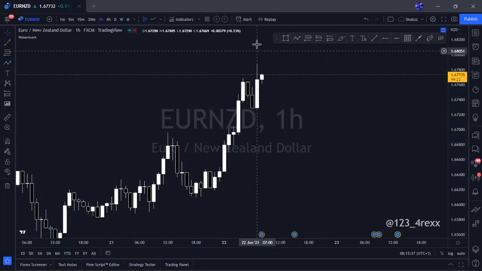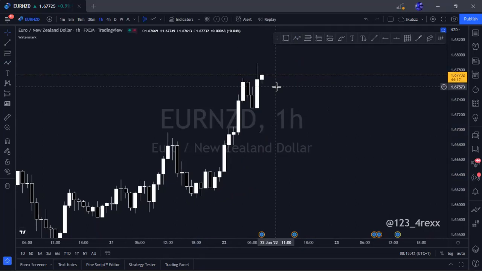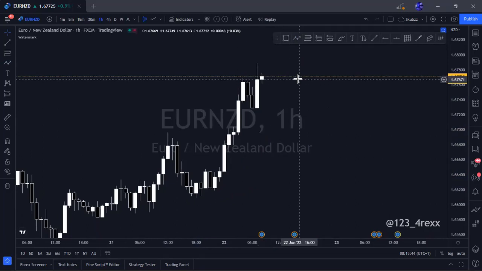Any other pair? I'm not going to take a look at gold. I saw gold earlier. Gold is a bit shitty, so I'll not be looking at it. If you look at it, the price action is very, very wild. Let's see.